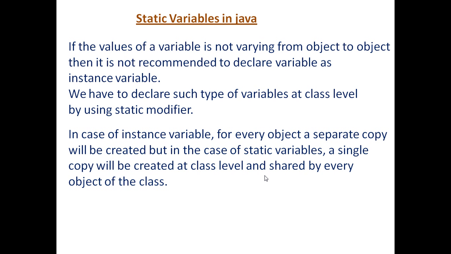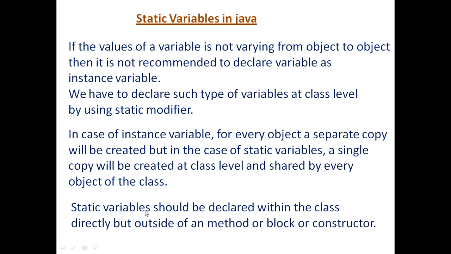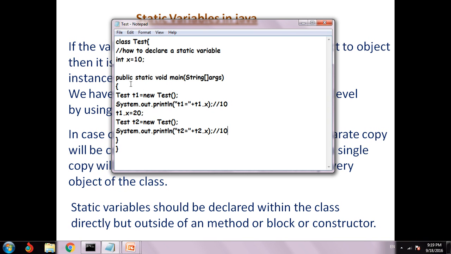Now the question that comes to mind is where this static variable actually gets created or initialized when we run the class or the program. A static variable should be declared within the class directly, but outside of a method, block or constructor. This part is already defined. Here, this is a static method because I'm using the static keyword. If a method does not have the static keyword, then it's a non-static or instance area.